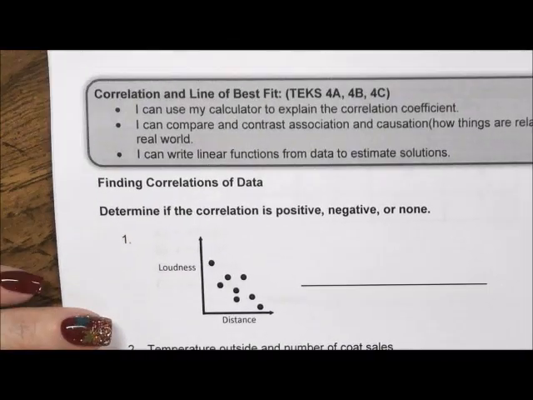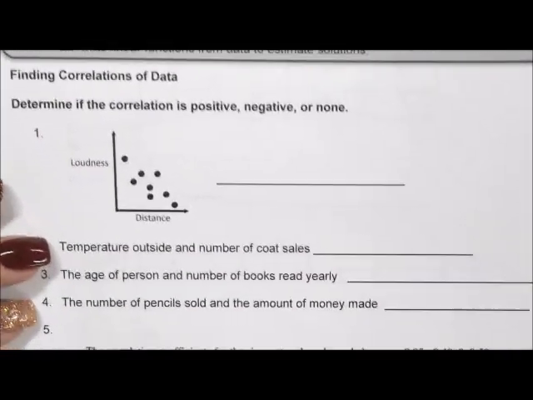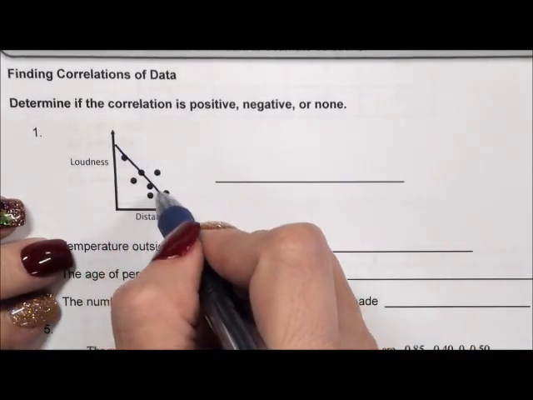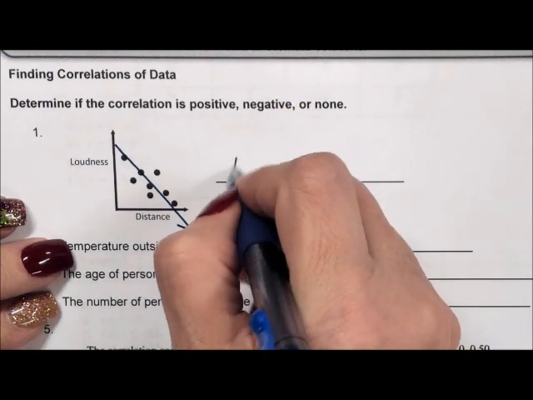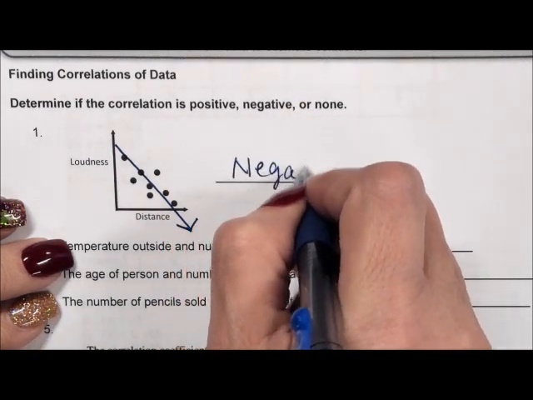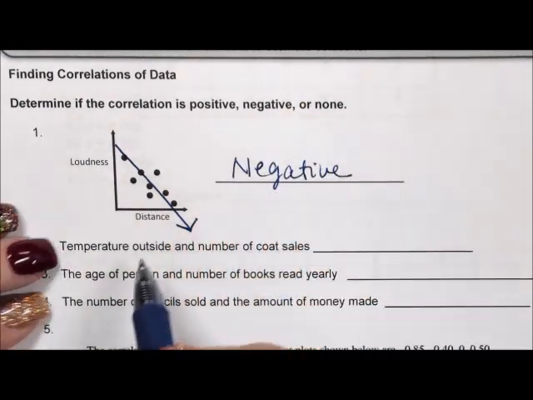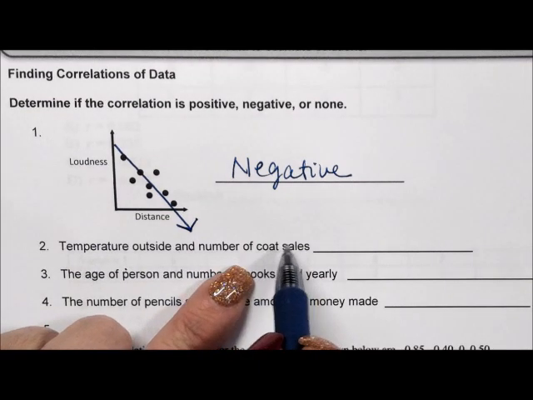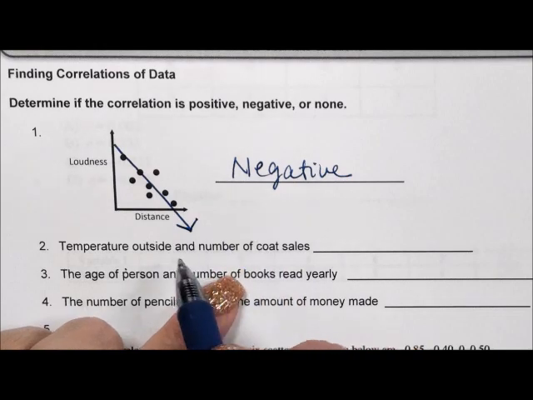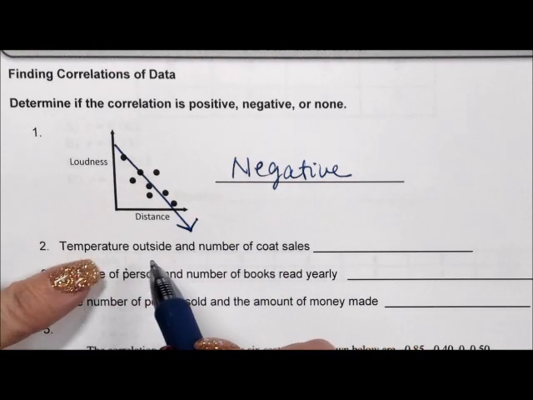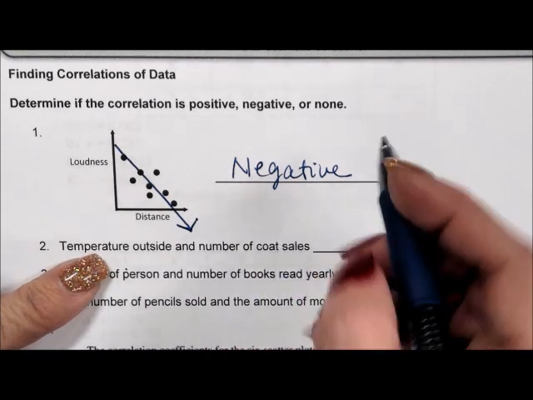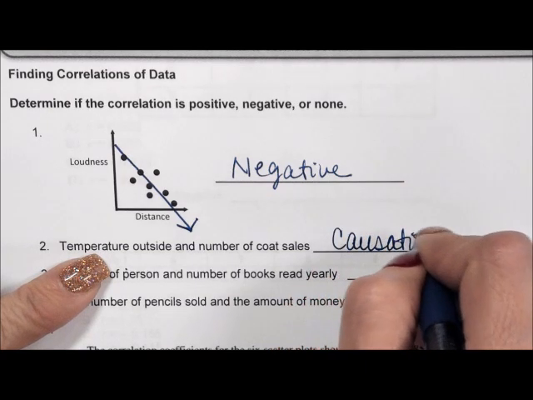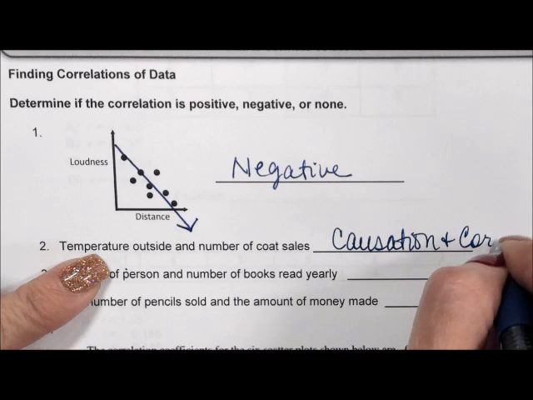Alright, let's look at correlation coefficient. Describe the correlation. If I were to draw a line of best fit through this, it would be a negative correlation. The temperature outside and the number of coats sold. Do they correlate? Yes. Does one cause the other one? Yeah. The colder it is, the more coats you're going to sell. So I'm going to say there is causation and correlation.